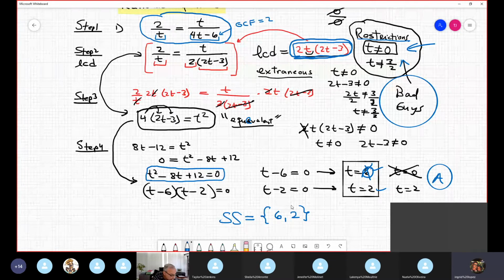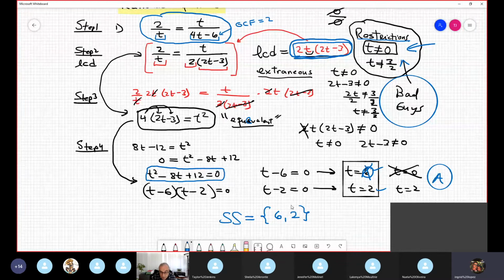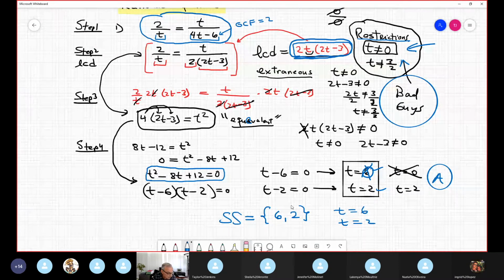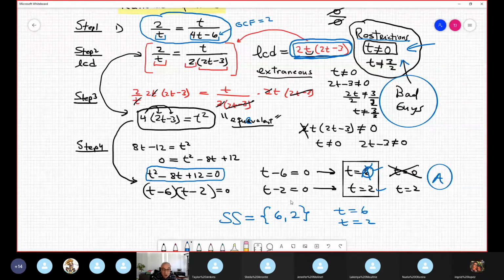Go ahead. Can you answer T equals 6 and T equals 2? Can that be the answer? Yeah, absolutely. T equals 6 and T equals 2. Okay, thanks. Like option A. Do you see option A? 2 and 6, 6 and 2. Doesn't matter the order? Yes. Let's move on to example 2.